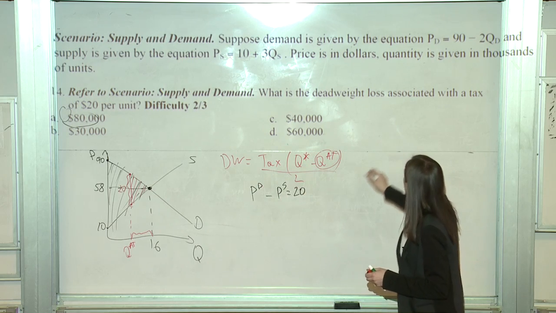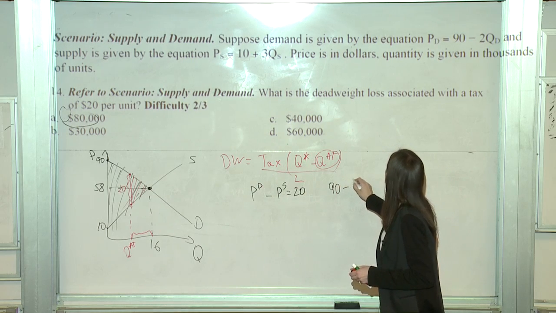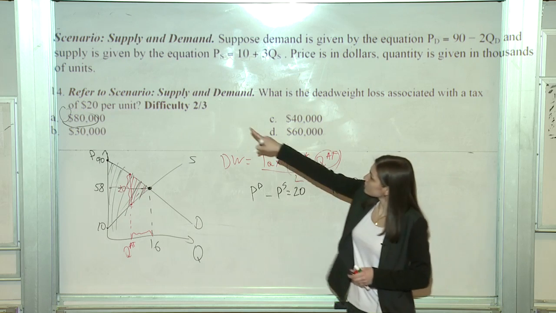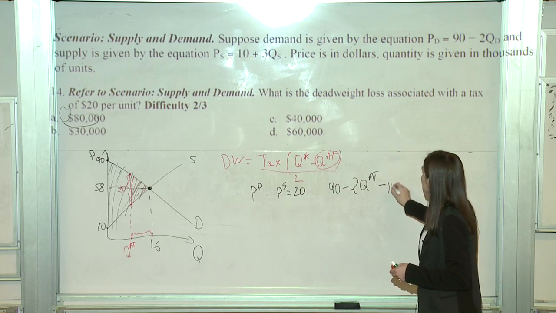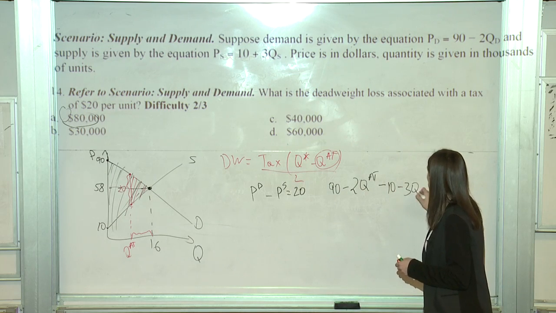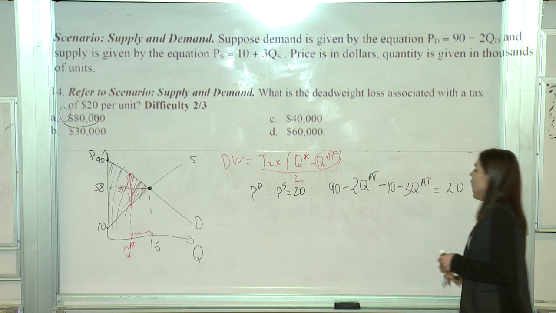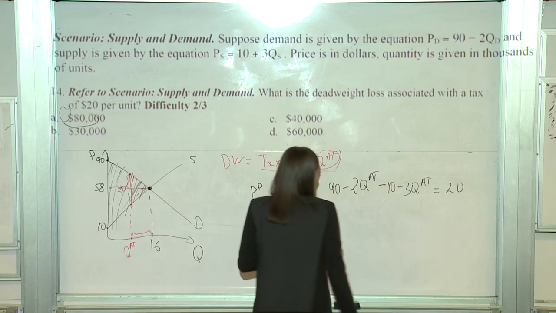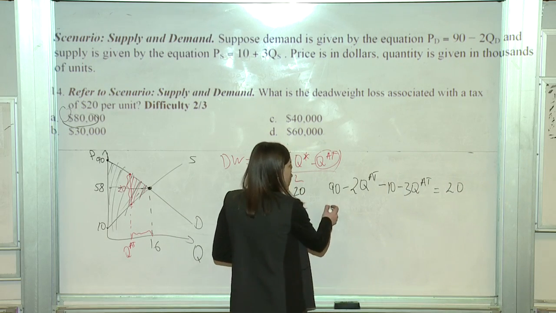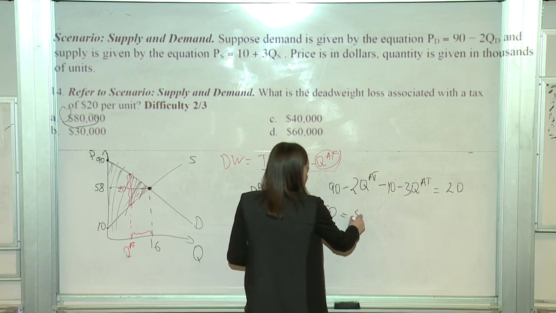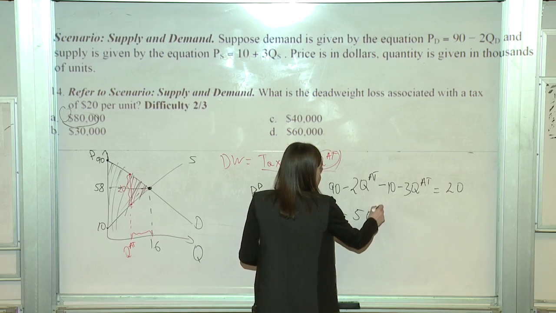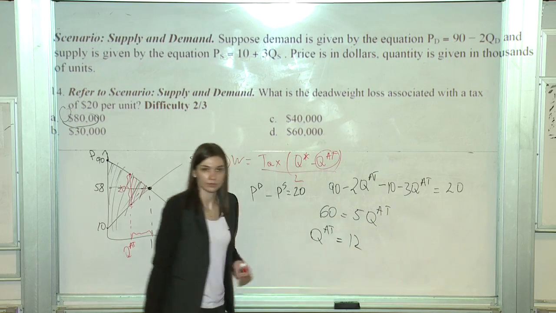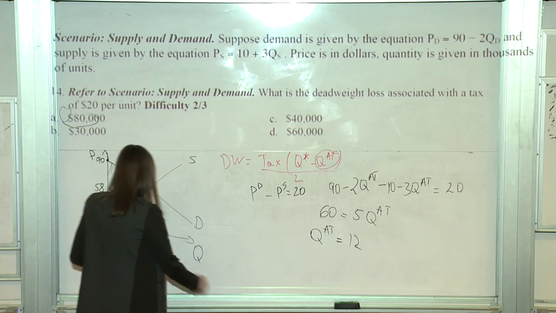All right, so I start plugging in. So we have 90 minus 2Q, and I'll make this Q after the tax. Right? And the whole thing minus, where's the supply? Over there. So minus 10 minus 3Q after the tax is going to be equal to 20. Correct? All right, so we just solve for quantity after tax. What is this? 60 equals 5 quantity after tax. So quantity after tax equals 12. So this is 12 here.